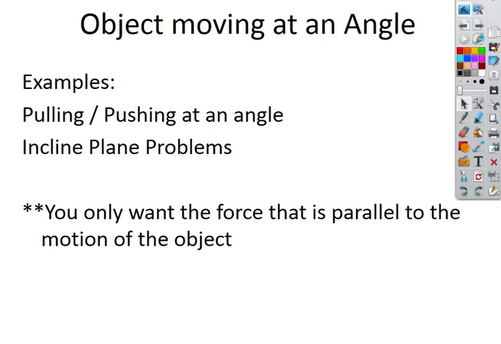Now, what if I move at an angle? Okay, what if I push or pull at the object with a force at an angle? This is going to relate to inclined plane problems and pulling and pushing. The thing is, the formula is work equals force times distance parallel. I could rewrite this and say the parallel force times the distance. I just need to have them in the same direction. That's all we're basically saying. So that's what we're going to look at.